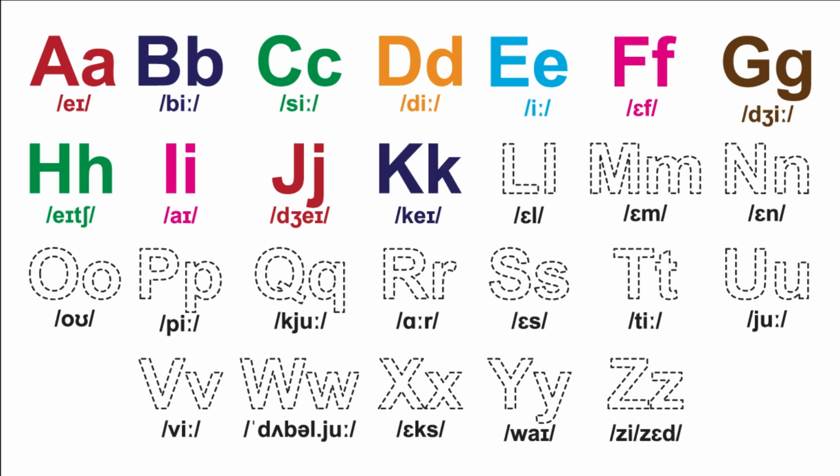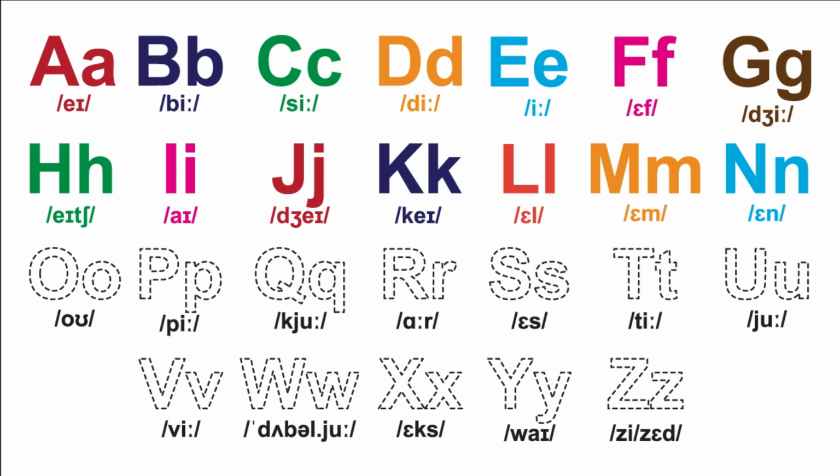K for kangaroo, K for key. L for ladder, L for leaf. M for monkey, M for mouse. N for nail, N for nose. O for octopus, O for orange.